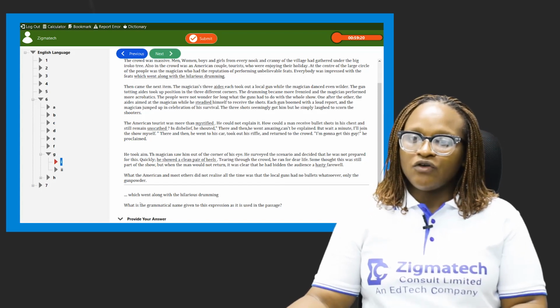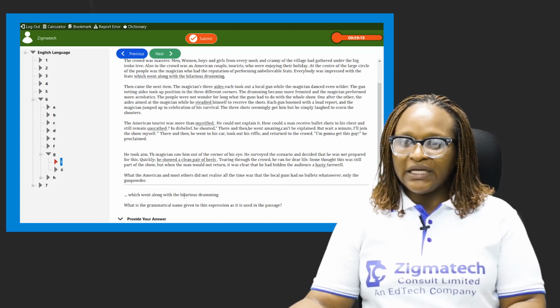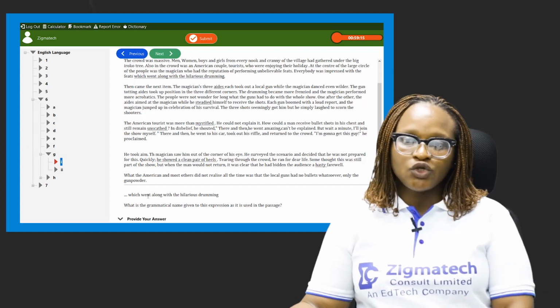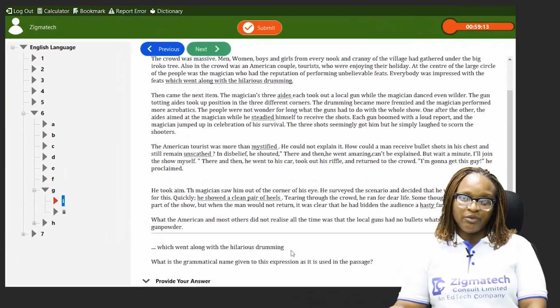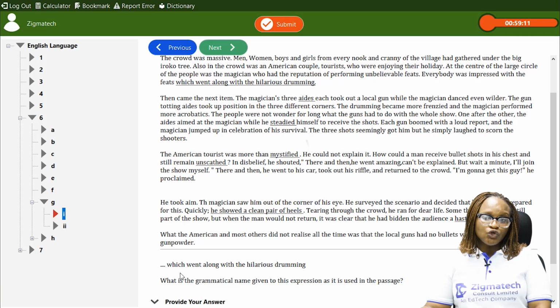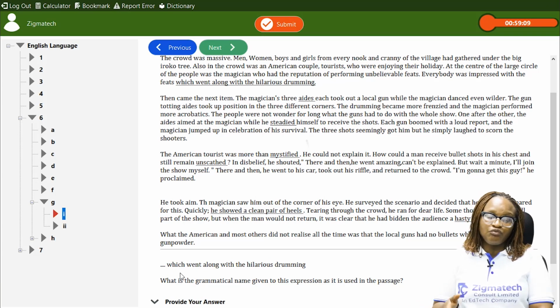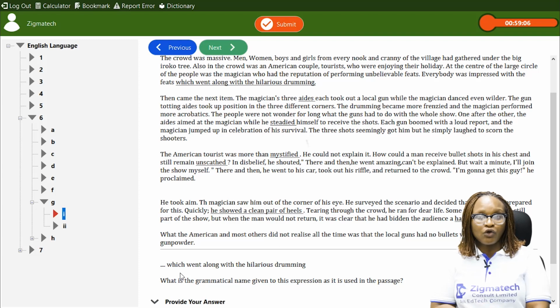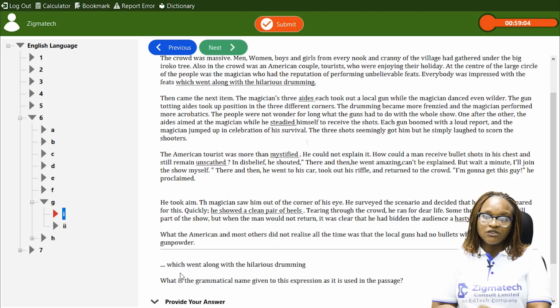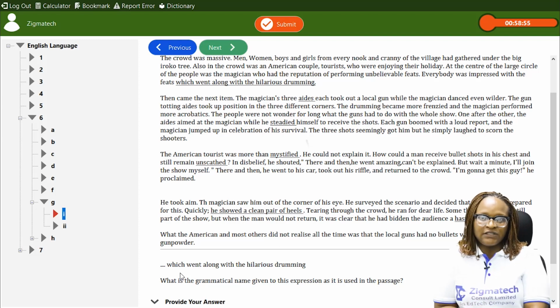Okay, look at it. We have "which went along with the hilarious drumming." Remember I told us something, that the word which, as a matter of fact, all relative pronouns can introduce noun clause or noun phrase. So the moment you see which, you shouldn't position your mind that it's adjectival. No, it must not necessarily be an adjectival clause. It's possible it's a noun clause or noun phrase.